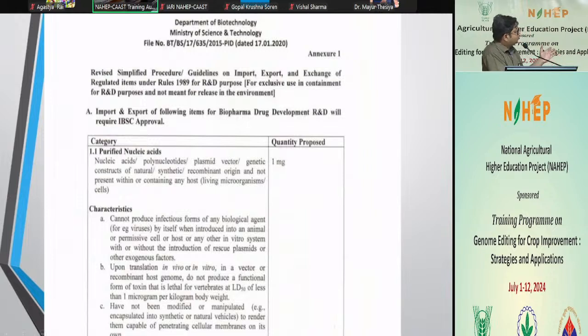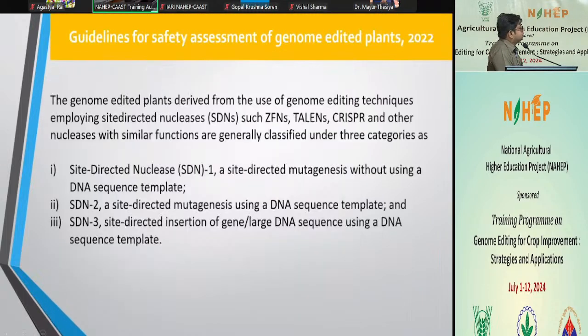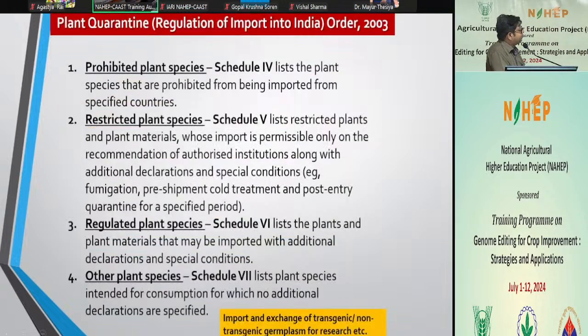All these things have been specified. As they say, everything is written down. So here also everything is codified, it's written there. If it is this many milligrams or this many nanograms, then what will be the process? I'm not bombarding you with all that detail, just sensitizing you that this area has all these legal aspects. So plant quarantine, I was talking about.